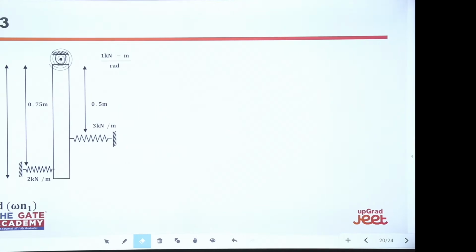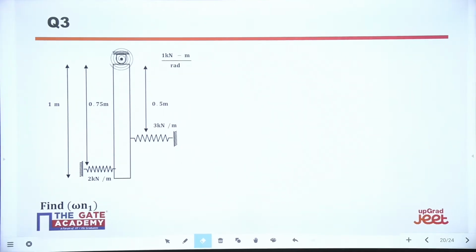Can we please try doing it? Let's start doing this question. Let's see if we can do it. Let us see how we can do it, beta.